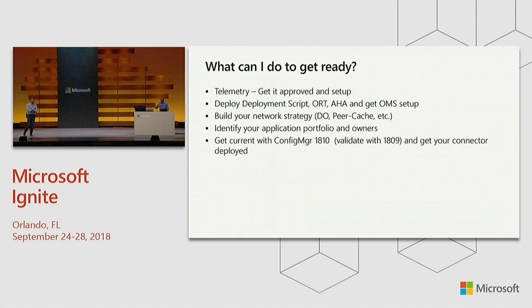Run the deployment script, right? That's the way to get data into Windows Analytics. Use the Office Readiness Toolkit, right? Mess around with the AHA tool. Understand where you're going to deploy it and how you're going to deploy it. The documentation is inside the zip file. Read it. Get OMS Log Analytics set up, right? Start moving forward. Build your network strategy.